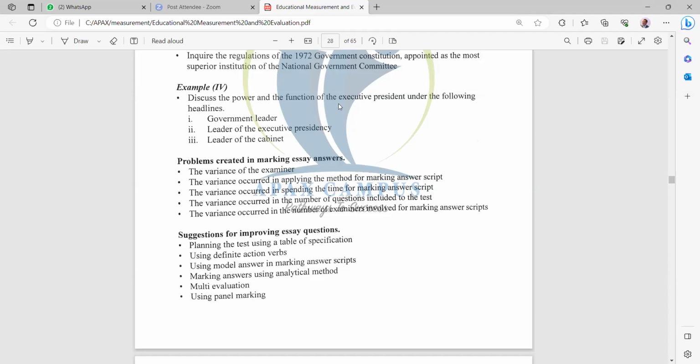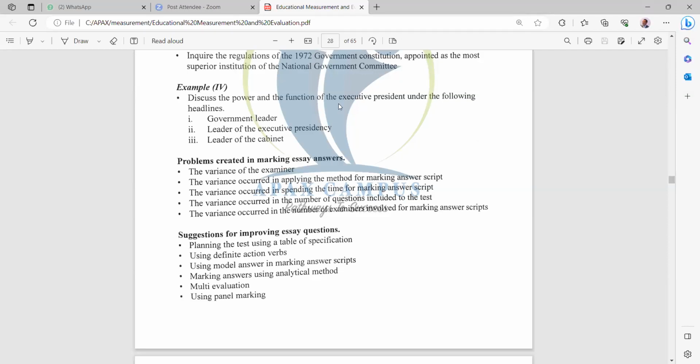Right? So then we have some problems created in marking essay answers, right? The variance of the examiner. The variance occurred in applying the method for marking answer scripts. The variance occurred in spending the time for marking answer script. The variance occurred in the number of questions included to the test. The variance occurred in the number of examiners involved for marking answer scripts, right?